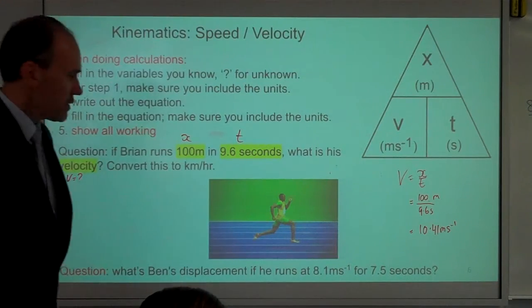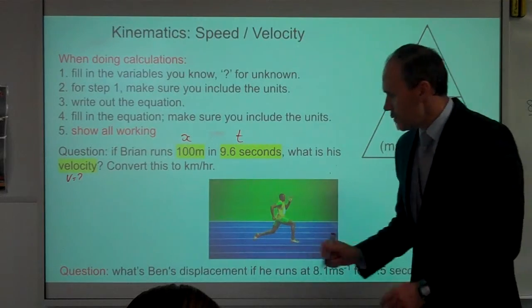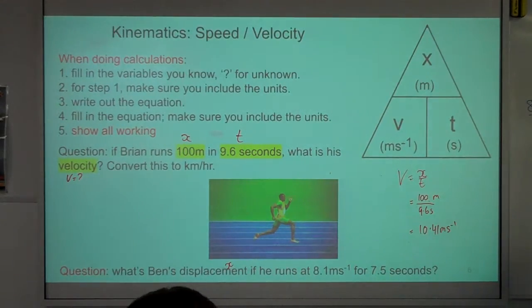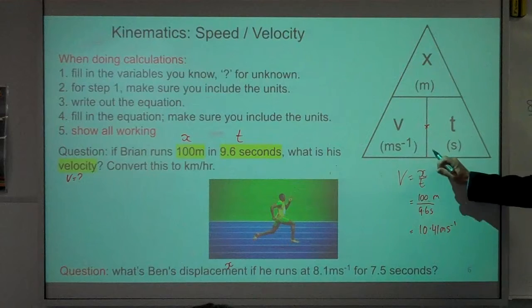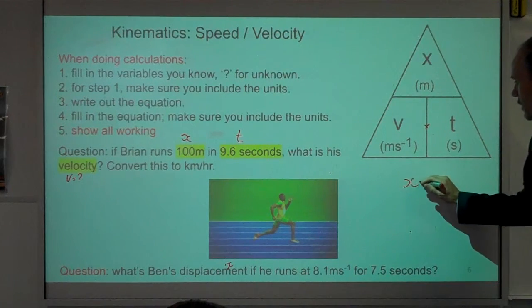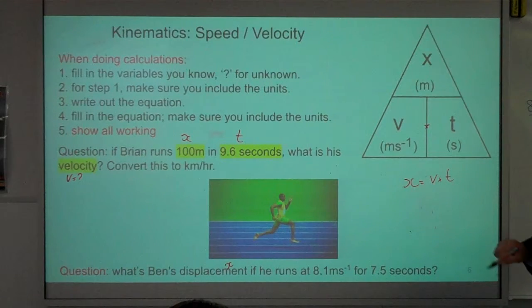The right equation? What are we trying to find in this question? Displacement, which is an x. We want x. So, what's the formula to find x? V times T. Great. So, if you haven't gotten that far, that's where you would need to be. V times T, or just Vt as well.